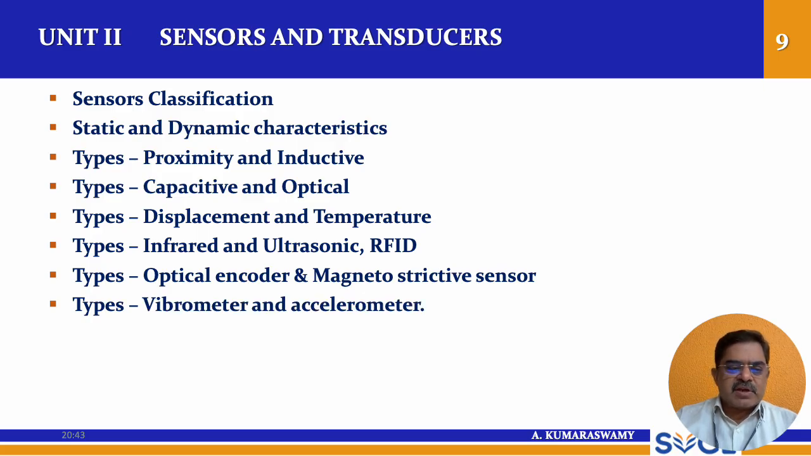Then in today's class we are going to discuss vibrometer and accelerometer. These two are seismic type of instruments which are used to measure the vibrations of any body. So it is related to the earth. Earth forces and gravitational forces also play a role here. That is why these are called seismic devices or instruments.